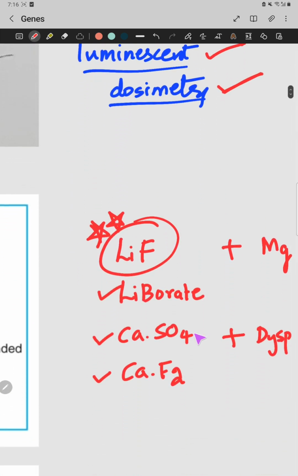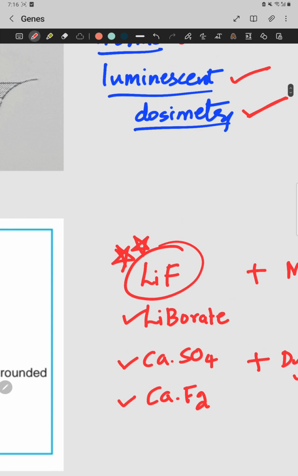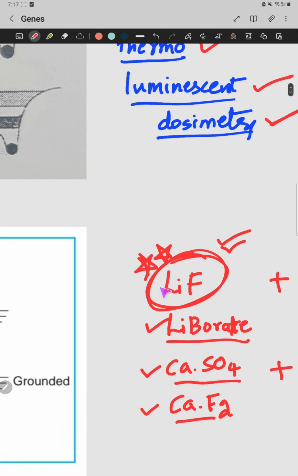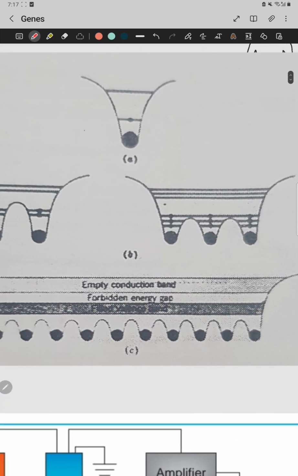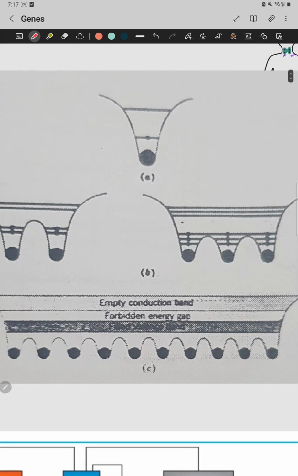Now the materials, the crystals that we usually use for this is lithium fluoride. This is the most common and the most important one. Other ones are lithium borate, calcium sulfate, and calcium fluoride as well. So this is the most common TL material that is being used. Now coming to the basics, what exactly happens in the TL material.